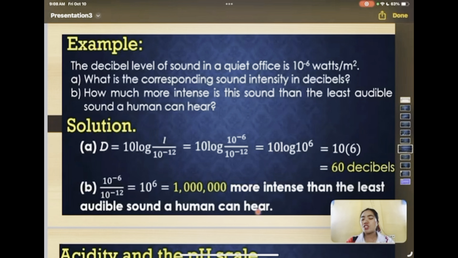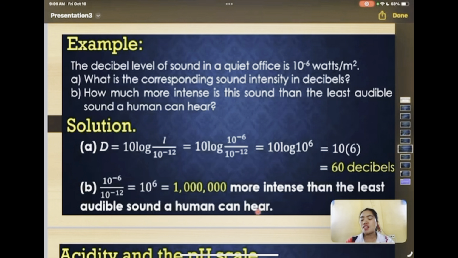So you have 10 raised to the power of negative 6 over 10 raised to the power of negative 12. We are going to subtract their exponents. So that's negative 6 minus negative 12. That gives us 6. Therefore, we have 10 log 10 raised to the power of 6.